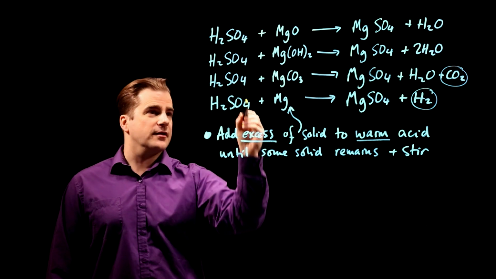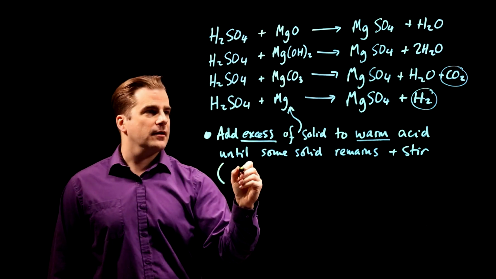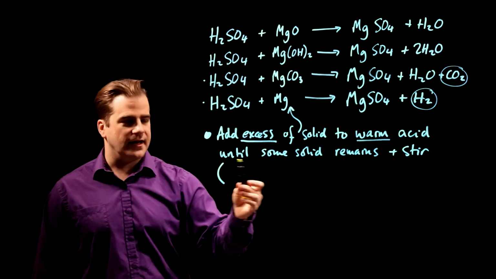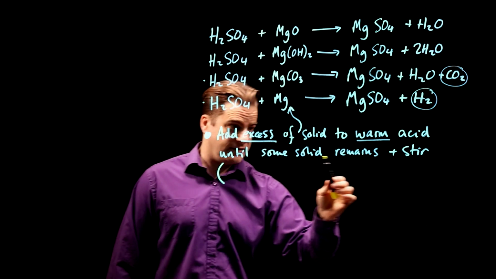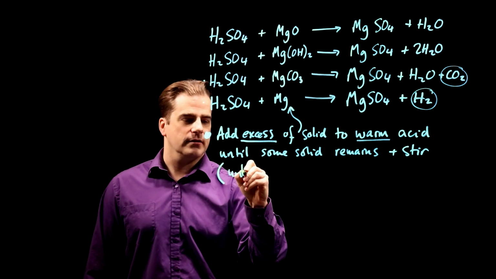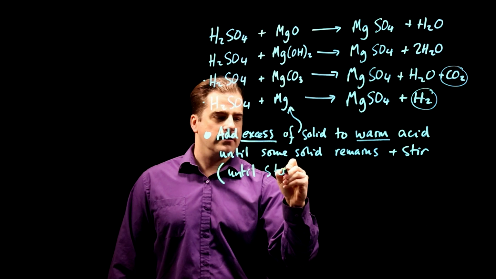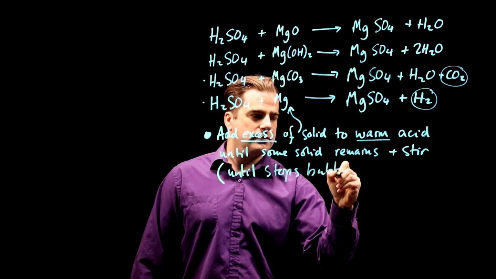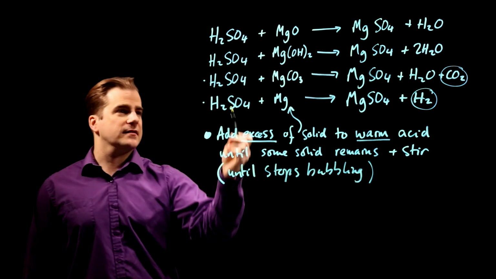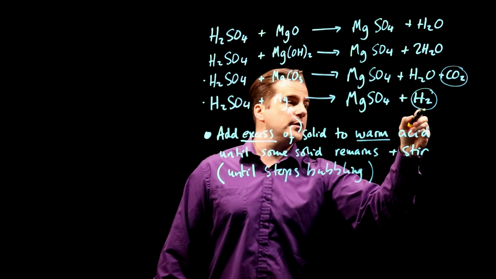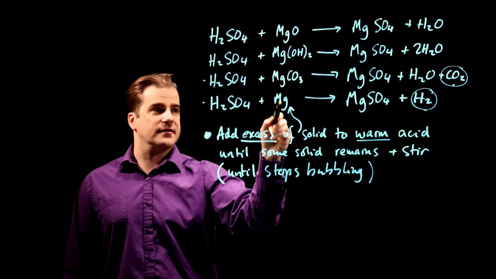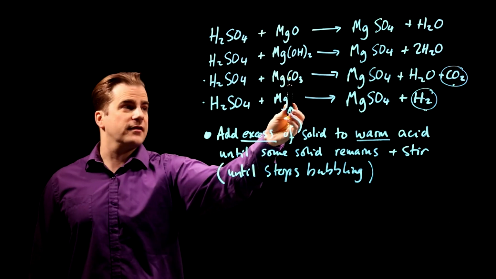But you can also say that for these two, that one and that one, you would still write add an excess of solid to warm acid until some solid remains and stir. You could also say, or until it stops bubbling. Because that also implies that all the acid has reacted. No more bubbles, these are gases, no more bubbles are appearing, then all the acid has reacted and you have an excess of either that or that.